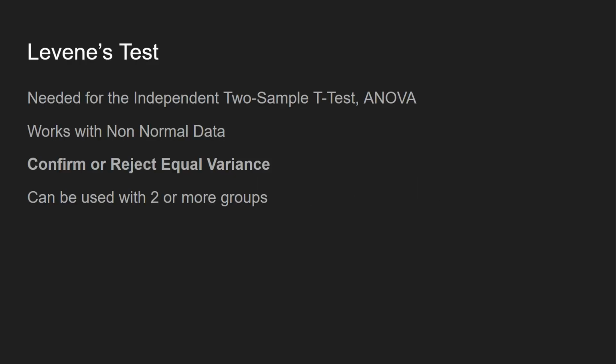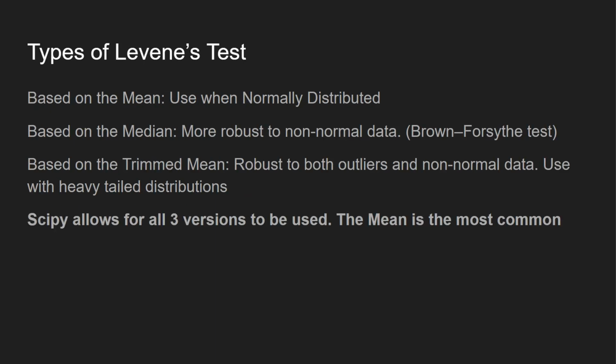All right, so let's talk about Levene's test. So first, why do we need Levene's test? Well, we need it in a few different use cases. If we're looking at independent 2-sample t-test, or if we're using an approach like ANOVA, it works with non-normal data. And what it allows us to do is to confirm or reject equal variance. What also you should know is you can use Levene's test with 2 or more groups.